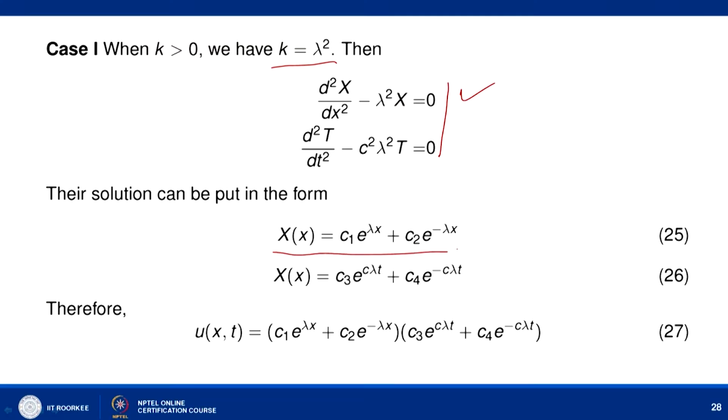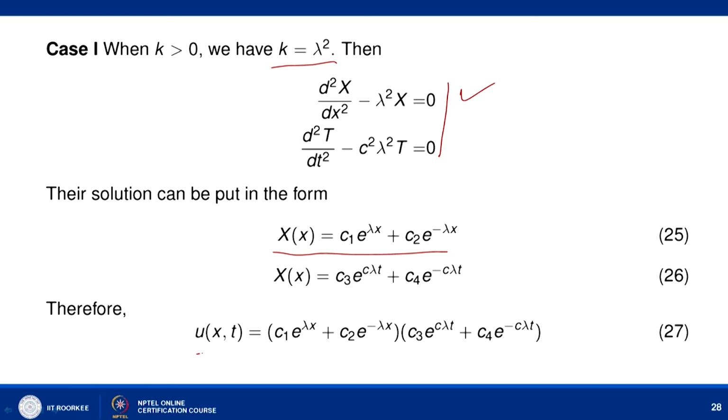So here basically it is an eigenvalue problem, a Sturm-Liouville problem, and we have already discussed a similar Sturm-Liouville problem when we discussed the boundary value problem. So now we can find the solution of these problems as X(x) = c1 e^(λx) + c2 e^(-λx), and similarly you can write T(t) as c3 e^(cλt) + c4 e^(-cλt).